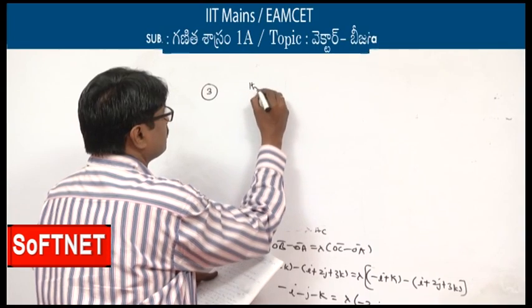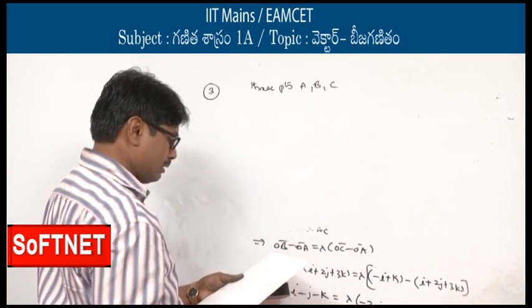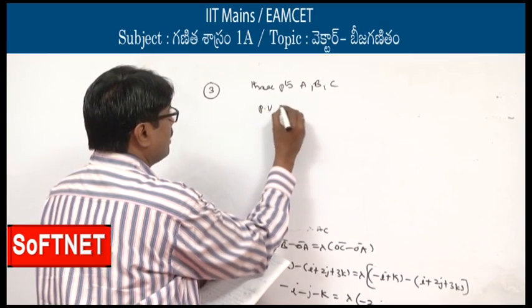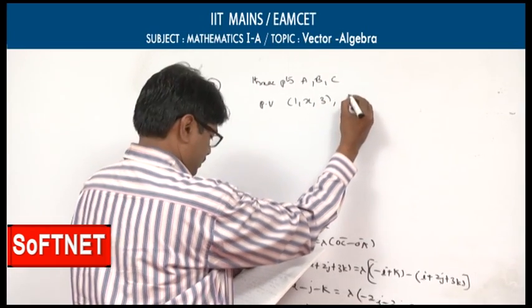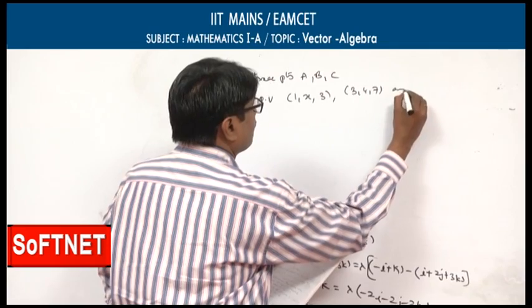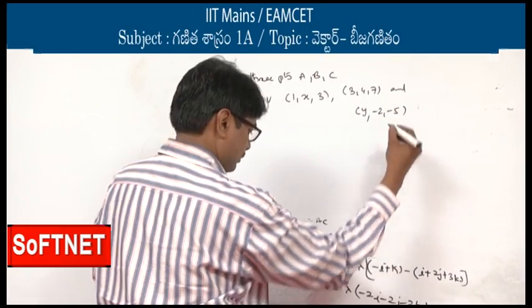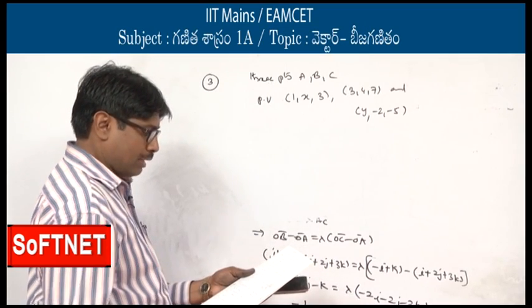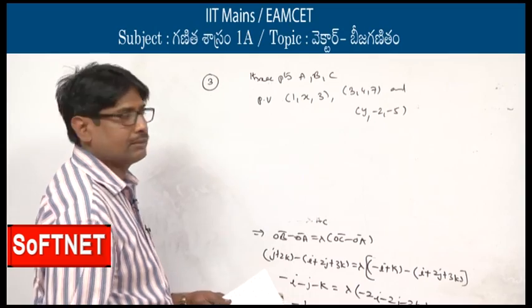Three points A, B and C, their position vectors are 1 comma x comma 3, 3 comma 4 comma 7 and y comma minus 2 comma minus 5 respectively. And if they are collinear, then tell me the ordered pair x comma y.